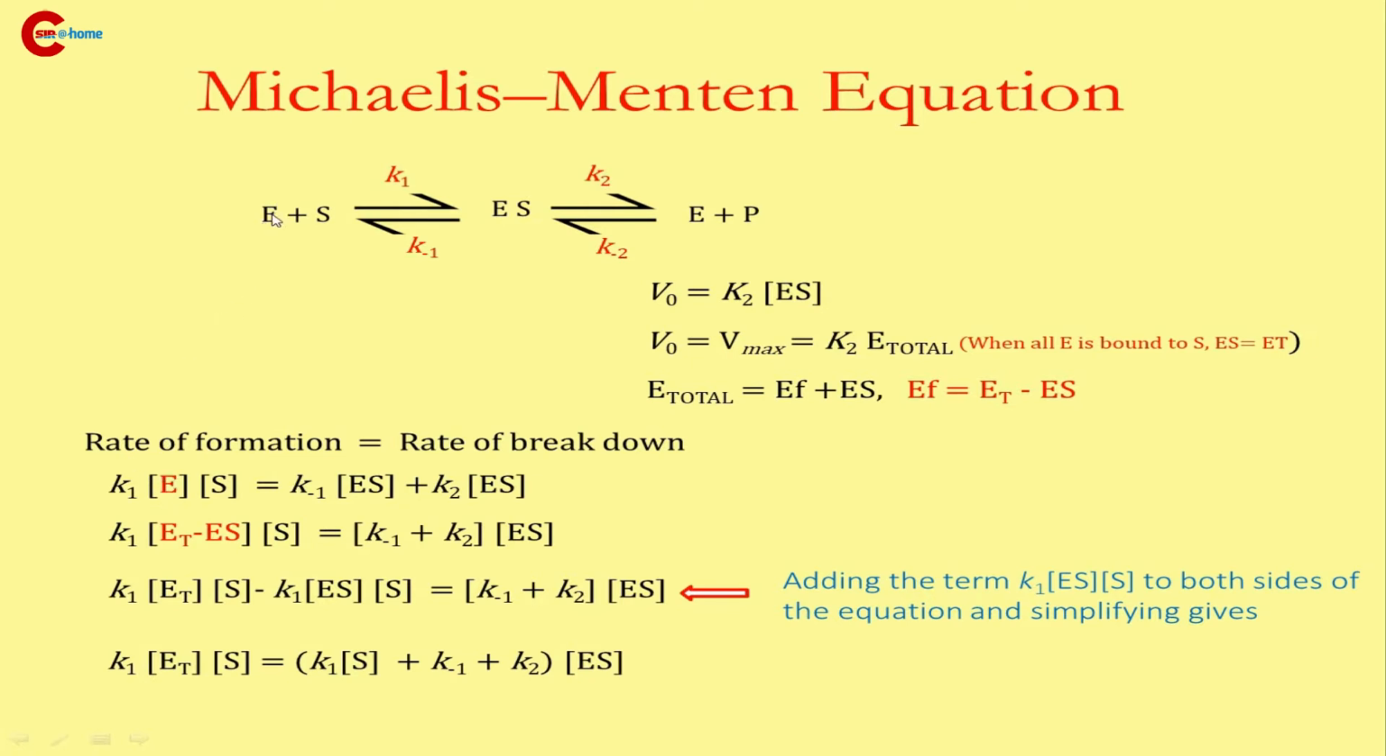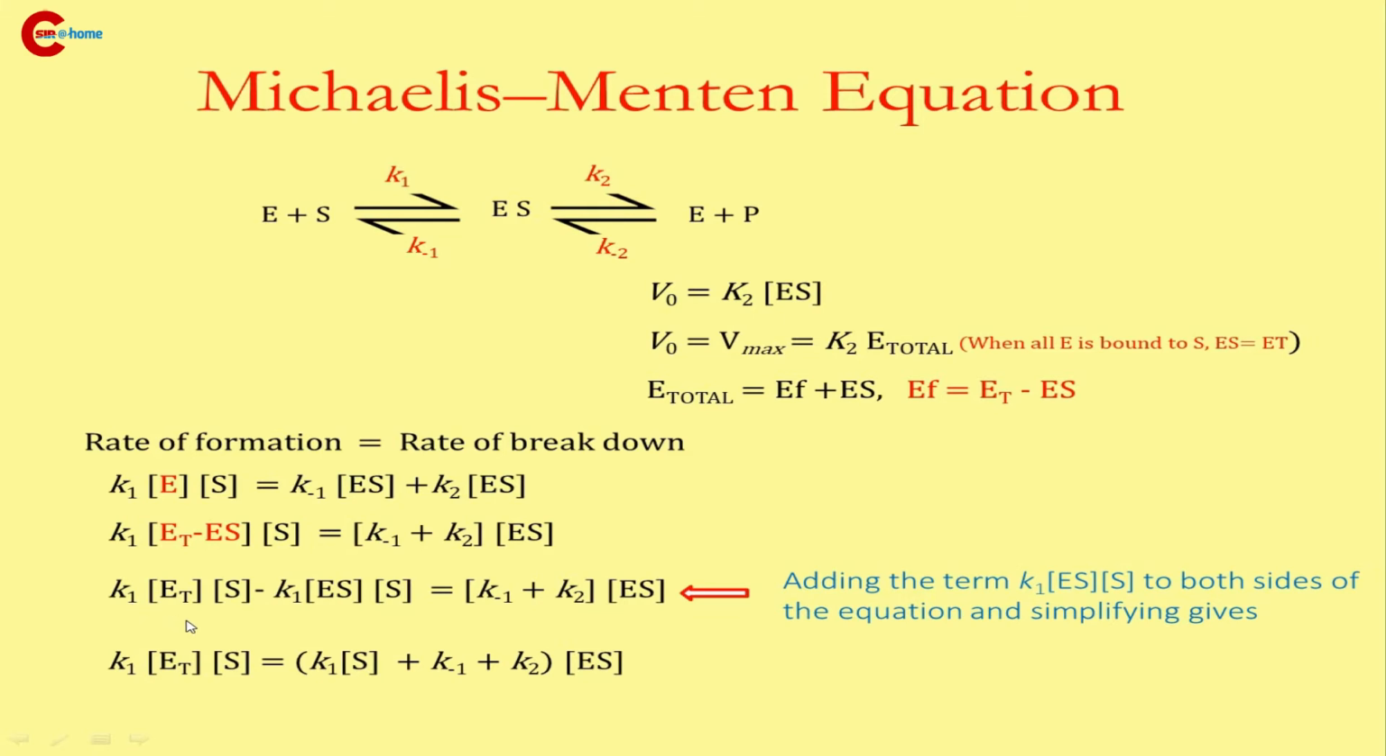Then this E means free enzyme, and we can substitute EF is equal to E total minus ES here. Then it becomes K1 into ET minus ES into S is equal to, combining these two, K minus 1 plus K2 into ES. Then we can multiply this out: K1 into ET into S, and K1 into ES into S, is equal to K minus 1 plus K2 into ES.